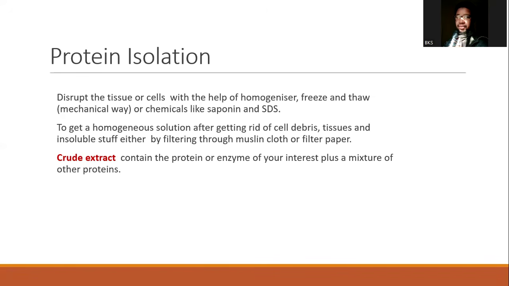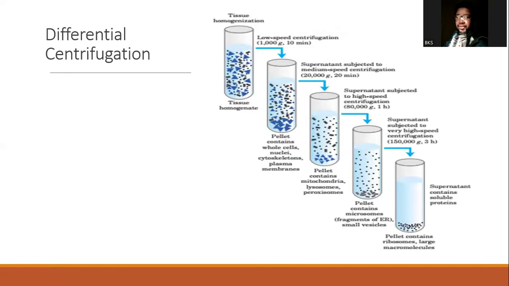If you're interested in a particular protein, the next thing you will do is purify it. So this is the differential centrifugation, where you centrifuge at 1000 g to get your nucleus, cytoskeletons, and the broken plasma membrane. When you centrifuge at 20,000 g for 20 minutes, you will get mitochondria, lysosomes, and peroxisomes. When you centrifuge at 80,000, you get all the microsomes, like endoplasmic reticulum and other small vesicles, etc.